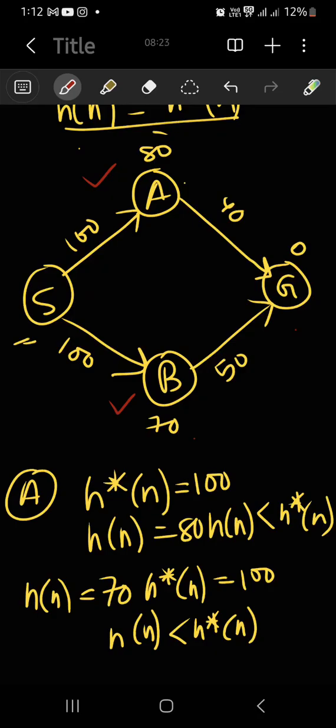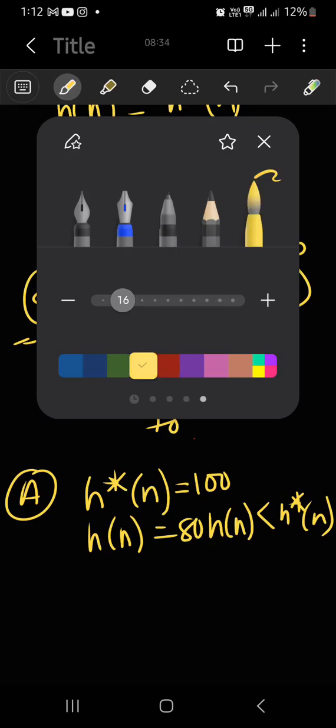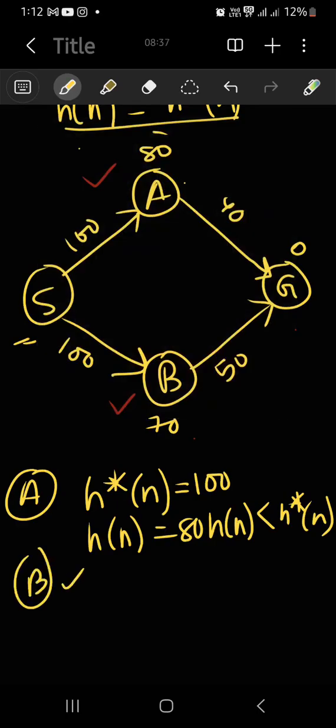Now we also need to see for G. So for B it is working. Now let's see the estimated cost of going to the vertex G from the source vertex S. It's the estimated cost, right? So h of n is showing 0, right?